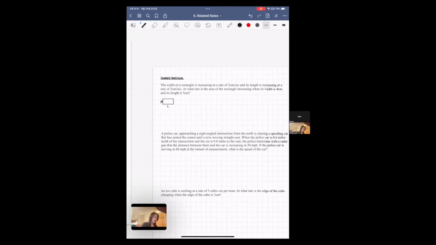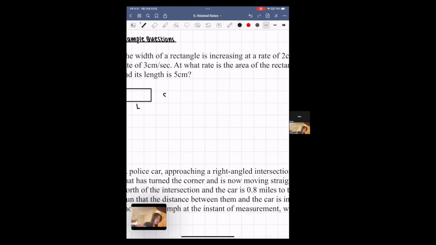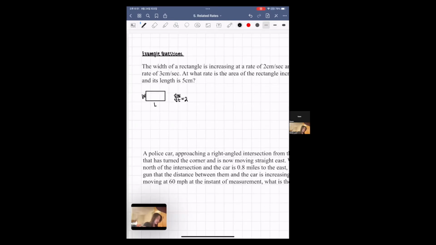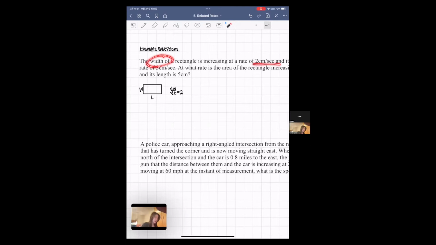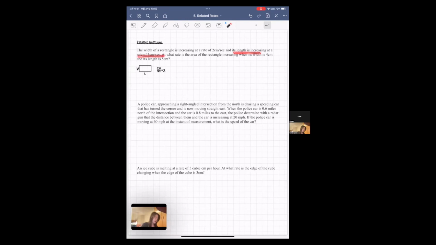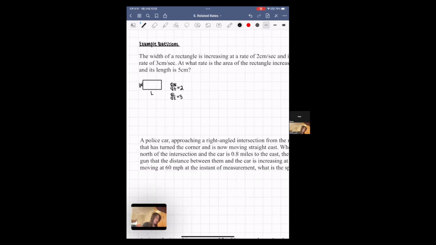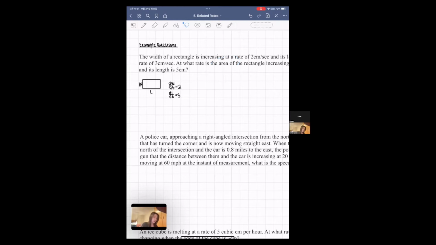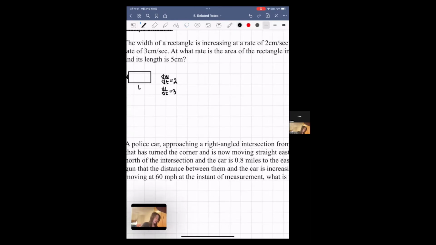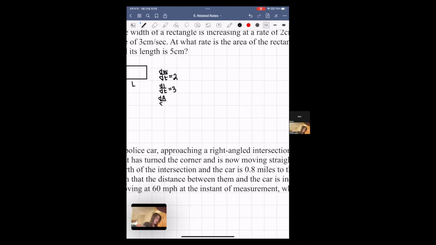And if we look at the problem, dw/dt is 2 because the width of the rectangle is increasing at a rate of 2 centimeters per second. And the length is increasing at 3 centimeters per second, which makes it so dl/dt is 3. And we have to find the rate that the area of the rectangle is increasing. Basically, which means that we have to find dA/dt. And we also know the values that the width is 4 and the length is 5.